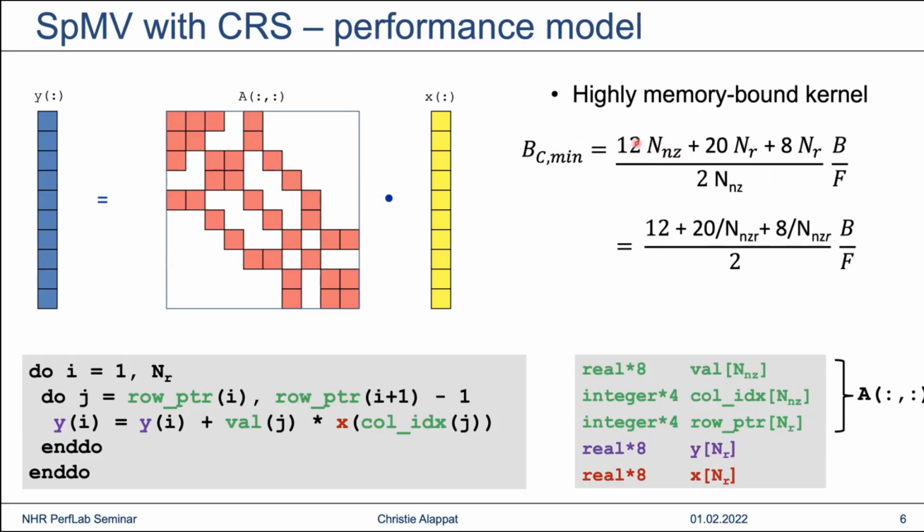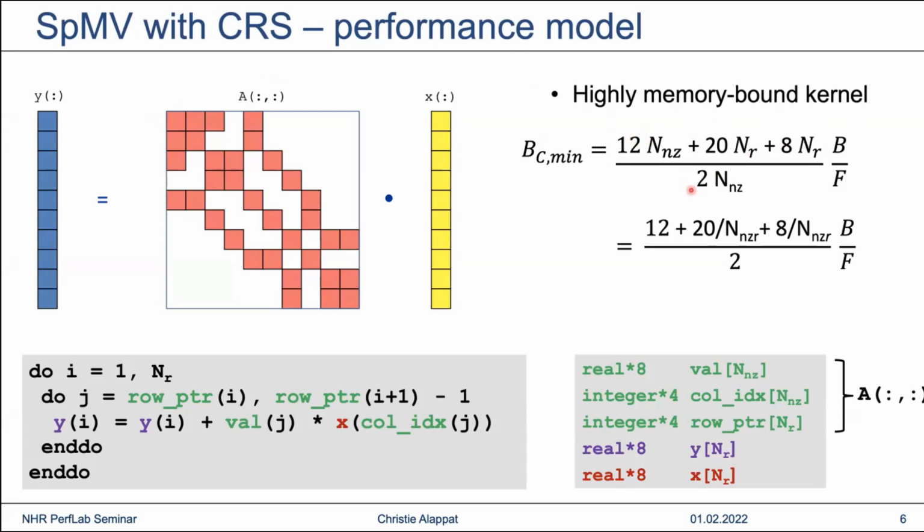And the 12 comes from the fact that the matrix has to store 8 bytes for the values. So we use double precision, and 4 bytes for the column indices. And that's how we come up with this 12. So 12 bytes is just for storing the matrix A. The rest of the contribution is mainly from the vectors y and x. And that's why we also have a dimension of NR. NR is the number of rows.